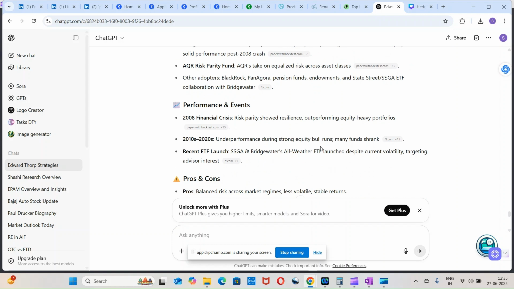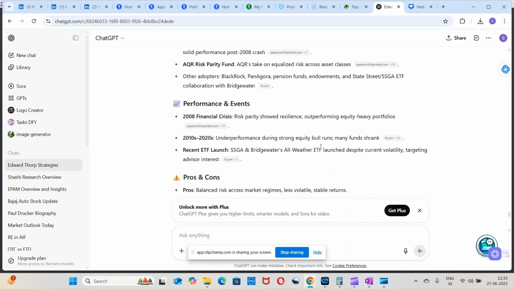As for the performance of this risk parity strategy, in the 2008 financial crisis, risk parity showed resilience and outperformed equity-heavy portfolios, because equity portfolios got hit. Even during COVID, equity portfolios got hit, so during such times risk parity portfolios show resilience and good performance. But 2010 to the 2020s was a bull run, and during a strong equity bull run these funds underperformed, and many funds shrank during that time. In a recent ETF launch, SSGA and Bridgewater's All Weather ETF launched despite current volatility, targeting advisor interest.